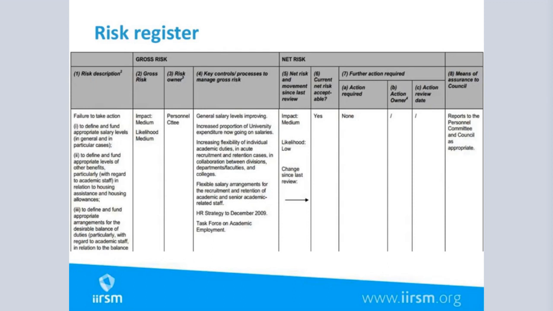And then the second half of the risk register, you see the first half is headed gross risk. Second half, which is headed net risk, looks again at the impact and likelihood of the risk after the application of these controls. So we can see that the impact has stayed medium there, but the likelihood is reduced from medium down to low. So this shows that the controls are having some impact on that risk. The rest of the risk register deals with further actions that might be taken to deal with the risk.